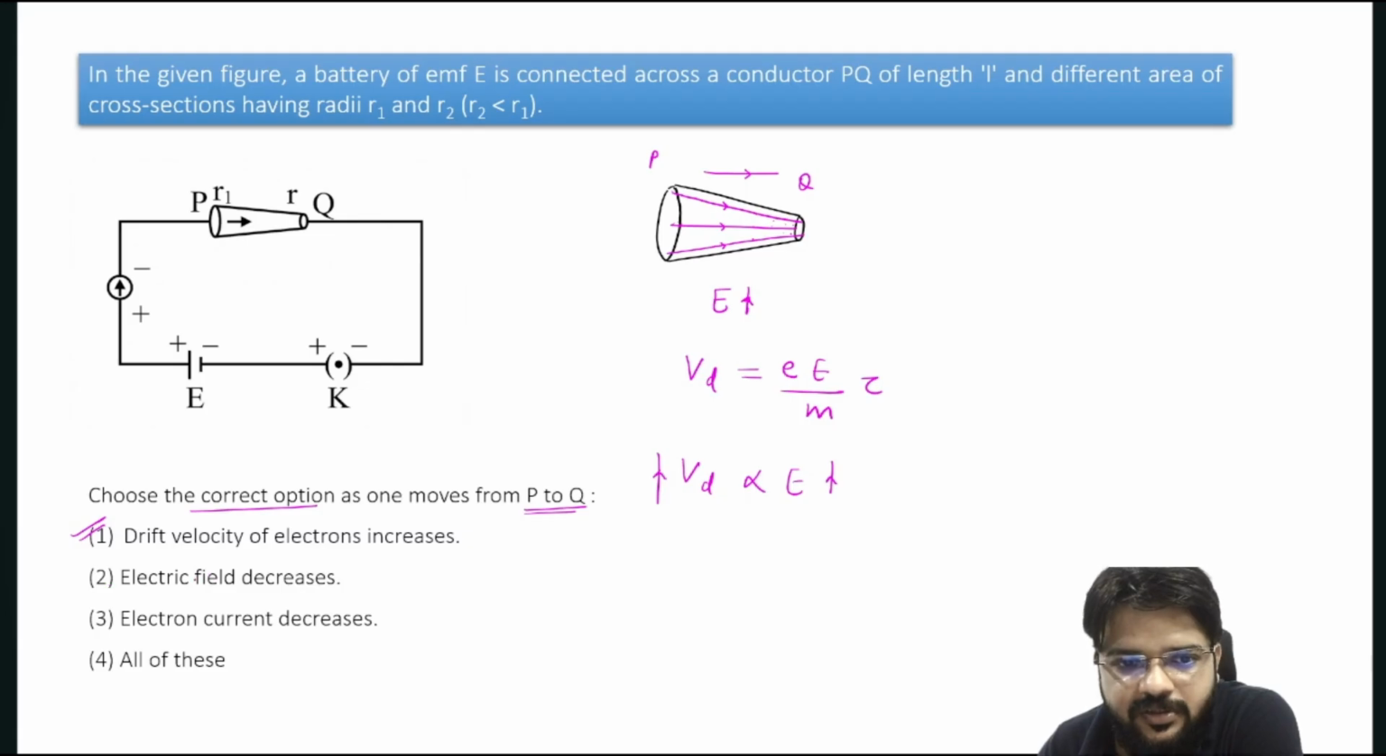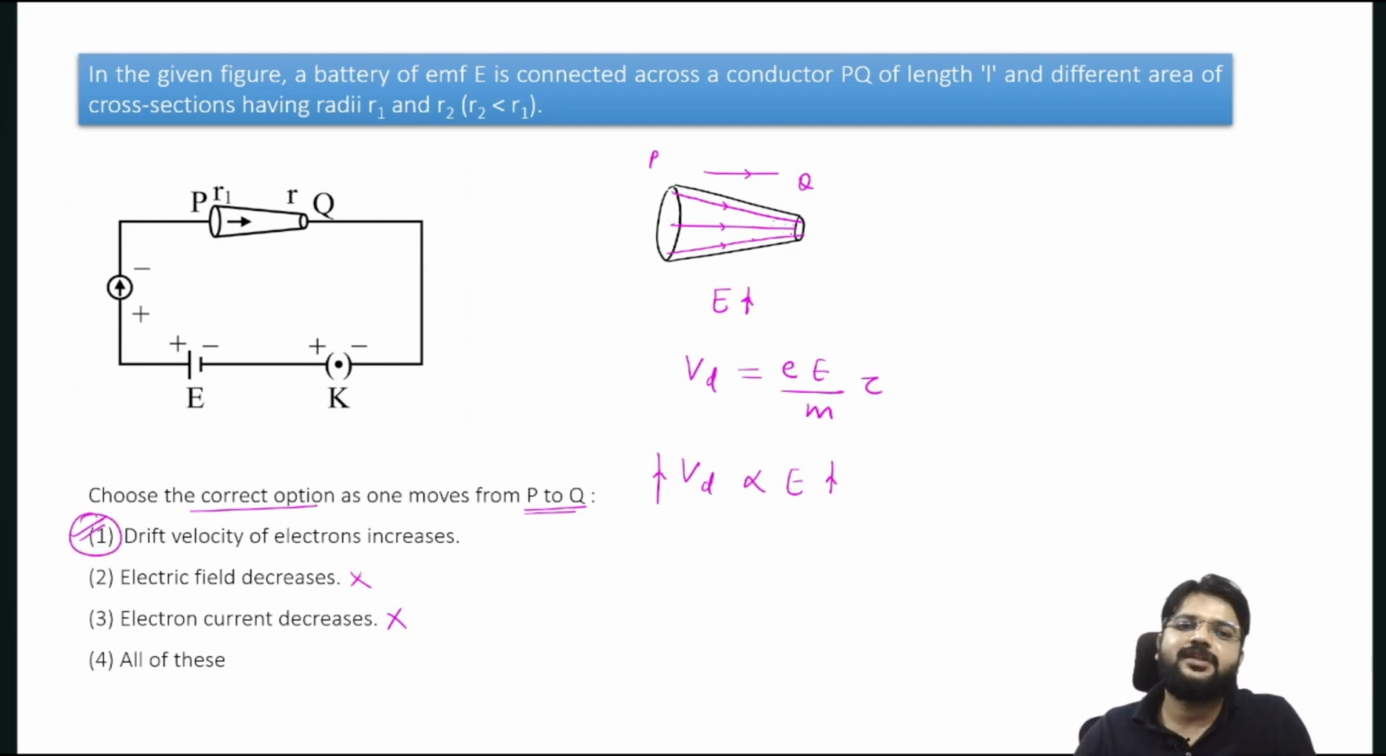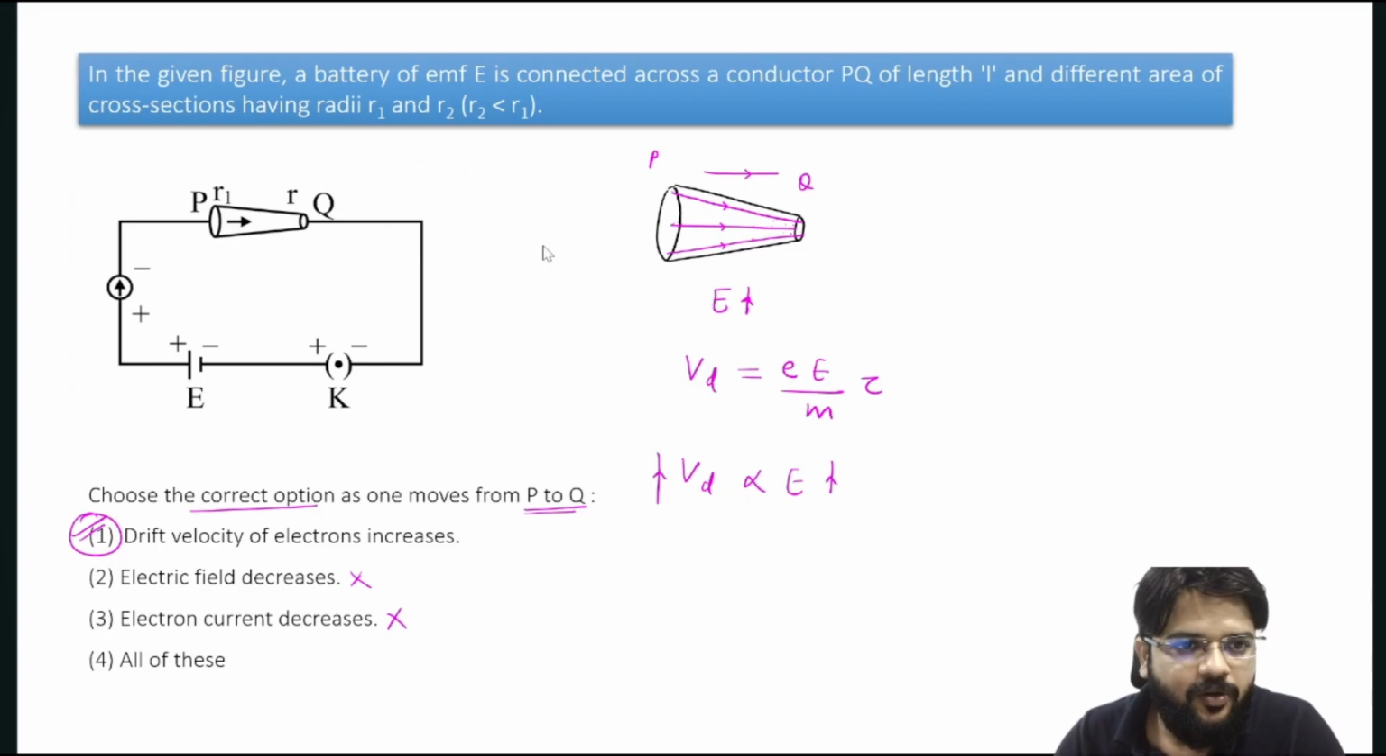Now see the second option, electric field decreases. We know that electric field is increasing here when we are moving from P to Q. And in the second option it is given electric field decreasing. So this is wrong. Now the next is electron current decreases. We know that current in the conductor is constant, correct? If it is a uniform or non-uniform wire, current will remain the same. So this is again wrong. So the correct answer is only option number 1. So I hope this thing is clear to everyone. All right, note down.